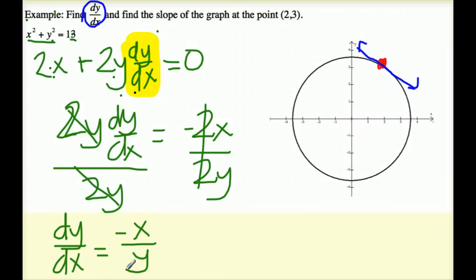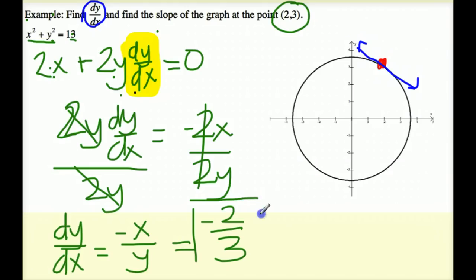And if we continue with this process, we can then plug in our point (2, 3). So I've plugged this in, dy/dx is equal to negative 2 over 3. And this is the slope of the graph at the point (2, 3).